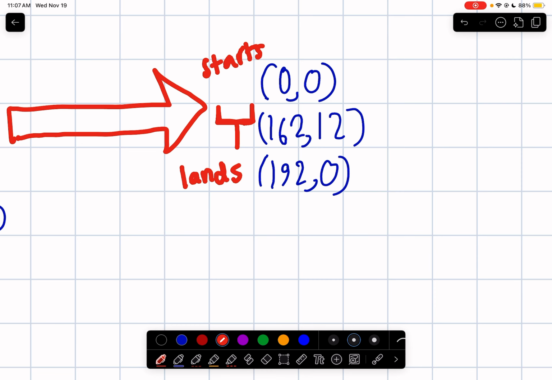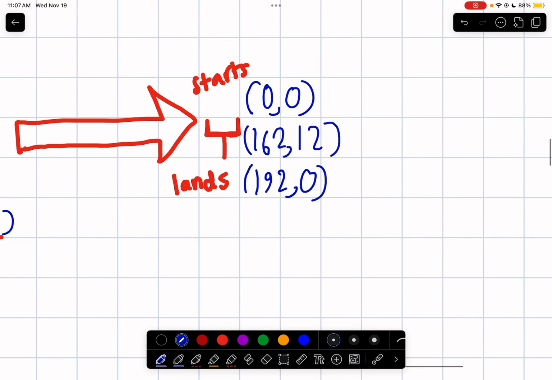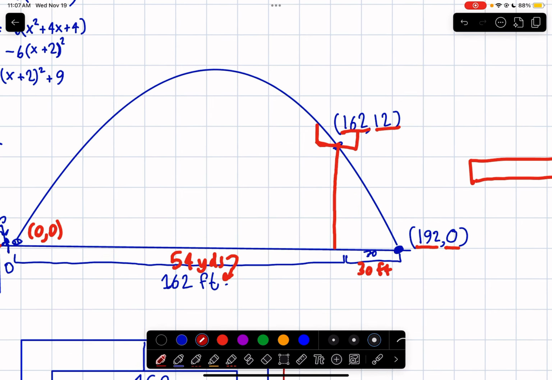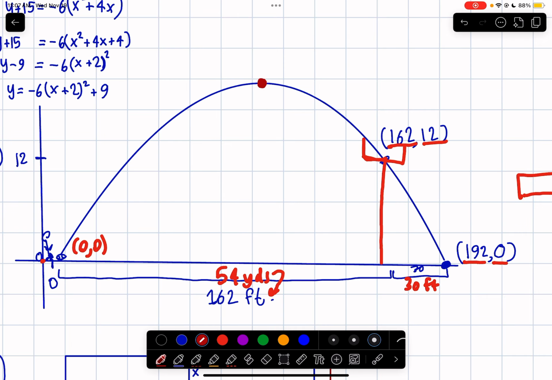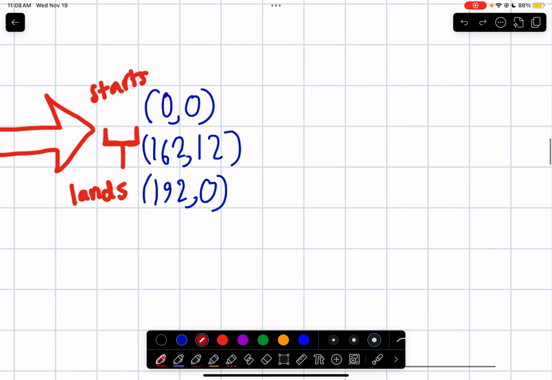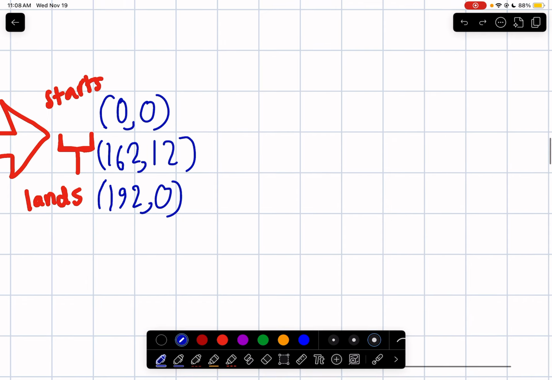Okay, so I did look back at my previous year's notes to see how I did this problem, and we did have to use a matrix because the goal of the problem is to figure out the maximum height of the football. So basically, I've got to figure out the y value of my vertex, the maximum value. To know what that ordered pair is, I've got to figure out what equation models this parabola. So I'm going to use the 3 ordered pairs that I have and put them into a matrix so I can figure out what my equation is. Here's what I mean.